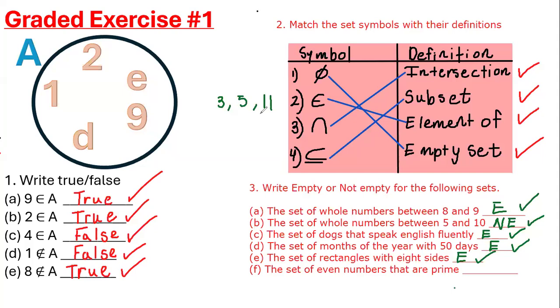Is 2 prime? Yes, sir. Because it goes into one and itself. Since it only goes into one and itself, it's prime. Very good. This is giving a teaching. 2 is prime. Yes, 2 is prime.